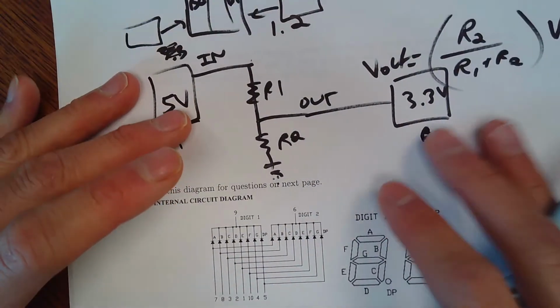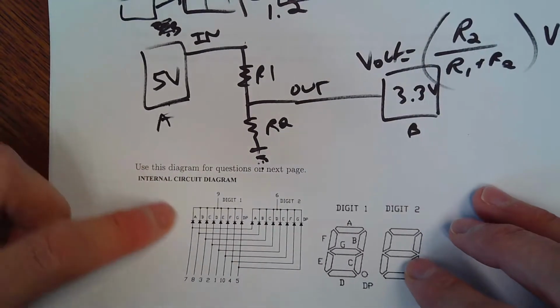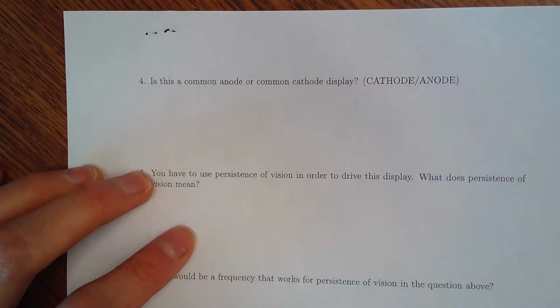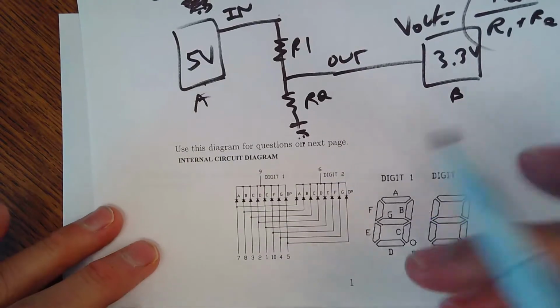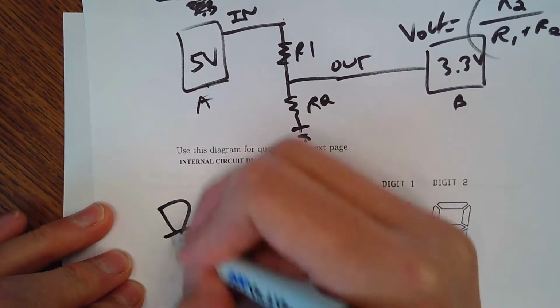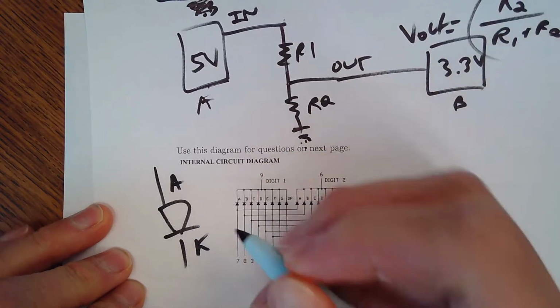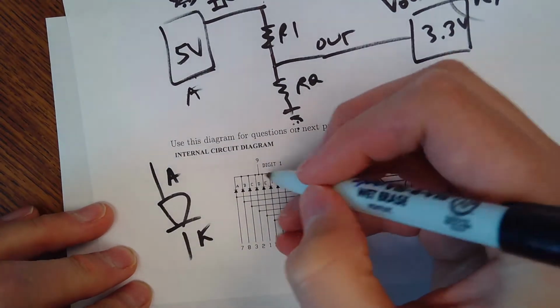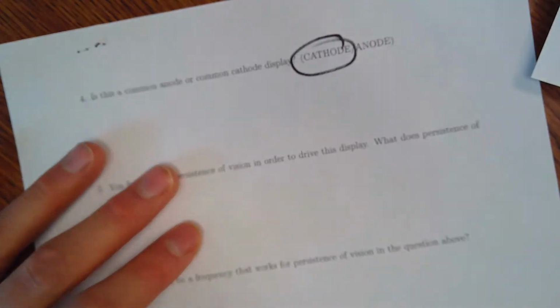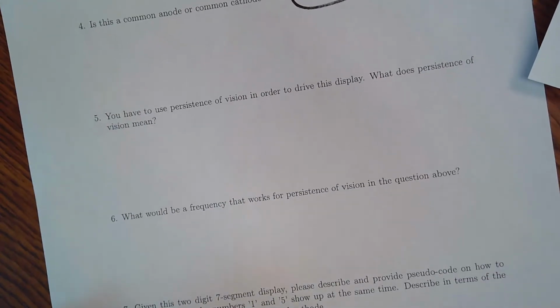The next question is the internal logic diagram, essentially a 7-segment. So is this a common anode or cathode display? Okay, so I've drawn it numerous times. It goes anode, cathode, the line is a cathode, so all the cathodes are hooked up together, so it's a common cathode display.